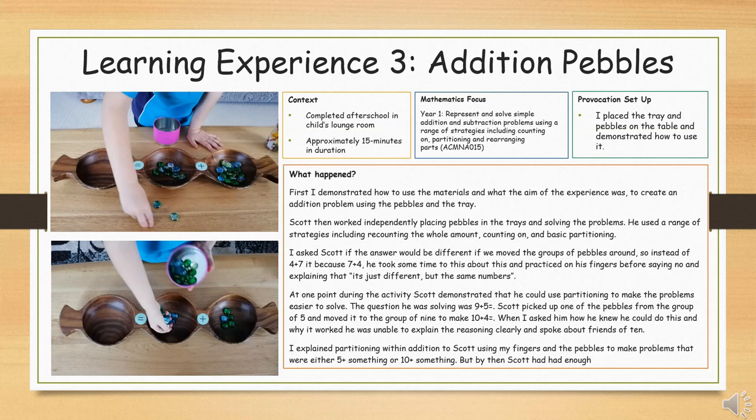I gave him 2 options of how to complete it. First, being to put pebbles in the first 2 trays, count them, and then move both groups of pebbles to the last tray. Count them again to get the answer. Or, to place pebbles in the first 2 trays, work out the answer to the problem, and then place the number of pebbles that was the answer in the last tray. The last strategy was my preference.